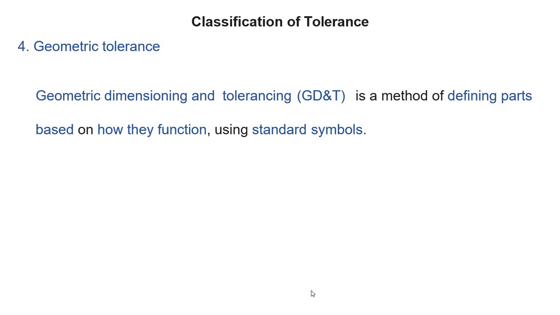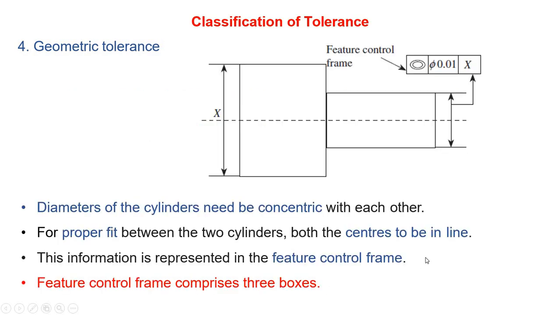This is the standard method in which standard symbols are utilized to specify particular characteristics. This frame indicates the feature control frame. There are several features to be controlled while producing any product. This symbol represents the roundness or concentricity of these two shafts. The first shaft is this one with the smaller size and the second shaft is this one with the bigger size. We have to maintain the concentricity of this shaft with this rotating frame.